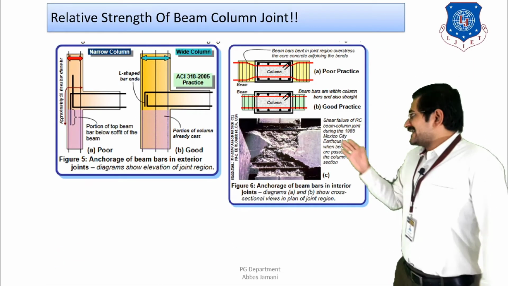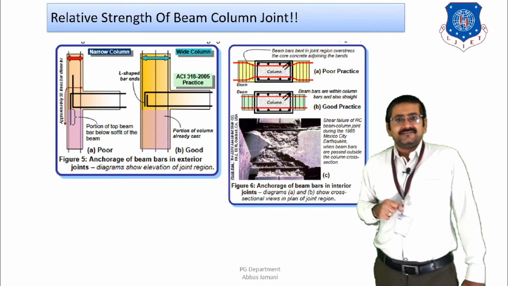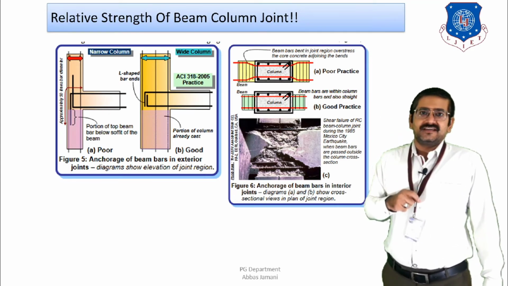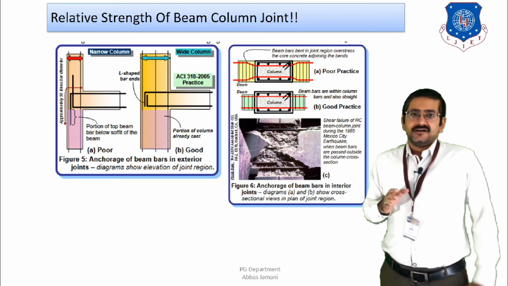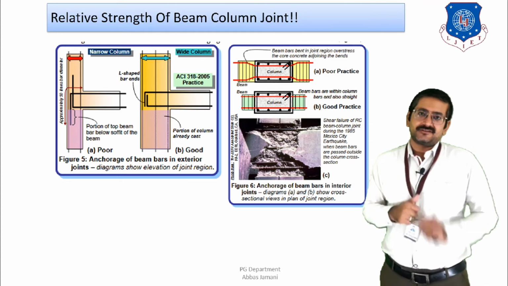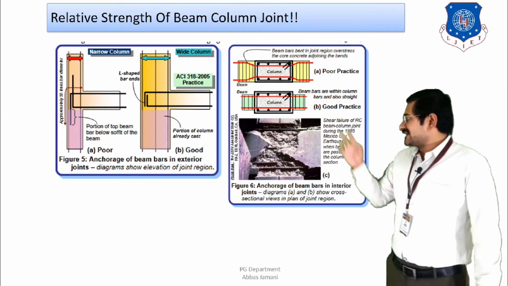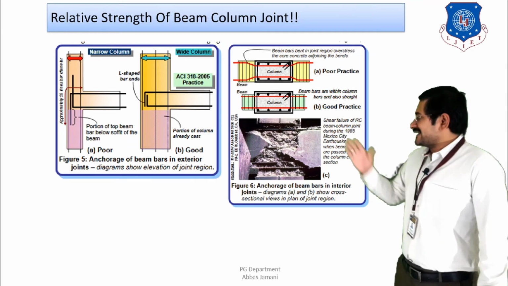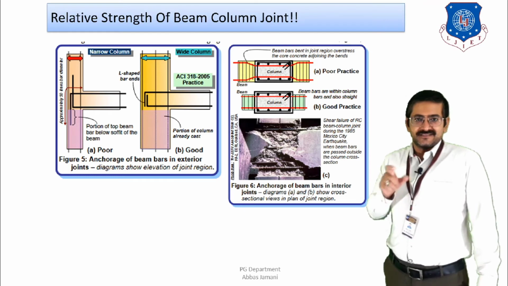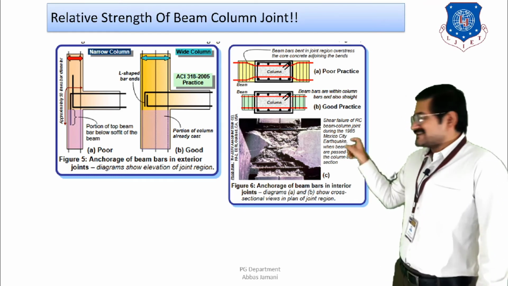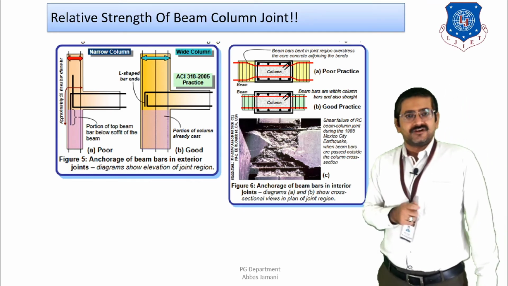Right? Then the other criterion, to ensure the sufficient strength of the beam column joint, is to have sufficient width or sufficient dimension of the column. Why is this necessary? Again, two cases are shown here, where in the first case you can see that the width of the column is limited, that is, a narrow width of the column is provided, and in the second case you can see a larger width of the column is provided.